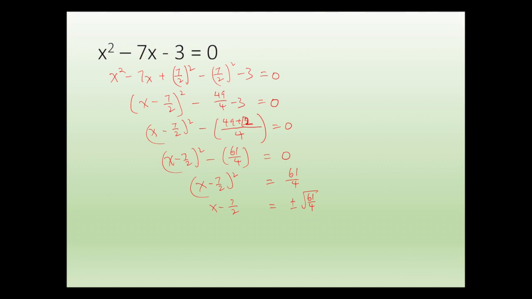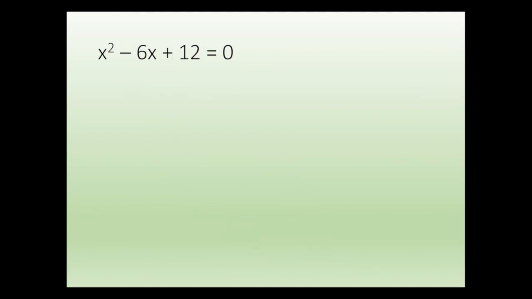And x minus 7 over 2 square equals to 61 over 4. X minus 7 over 2 equals to plus or minus square root of 61 over 4. Of course, you know that square root of 4 is 2. So x minus 7 over 2 equals plus or minus square root of 61 over 2. And x therefore equals to 7 over 2 plus or minus square root of 61 over 2. Or you can actually write it this way, with one common denominator, 7 plus or minus square root of 61. All right? Now, let's try the next one.